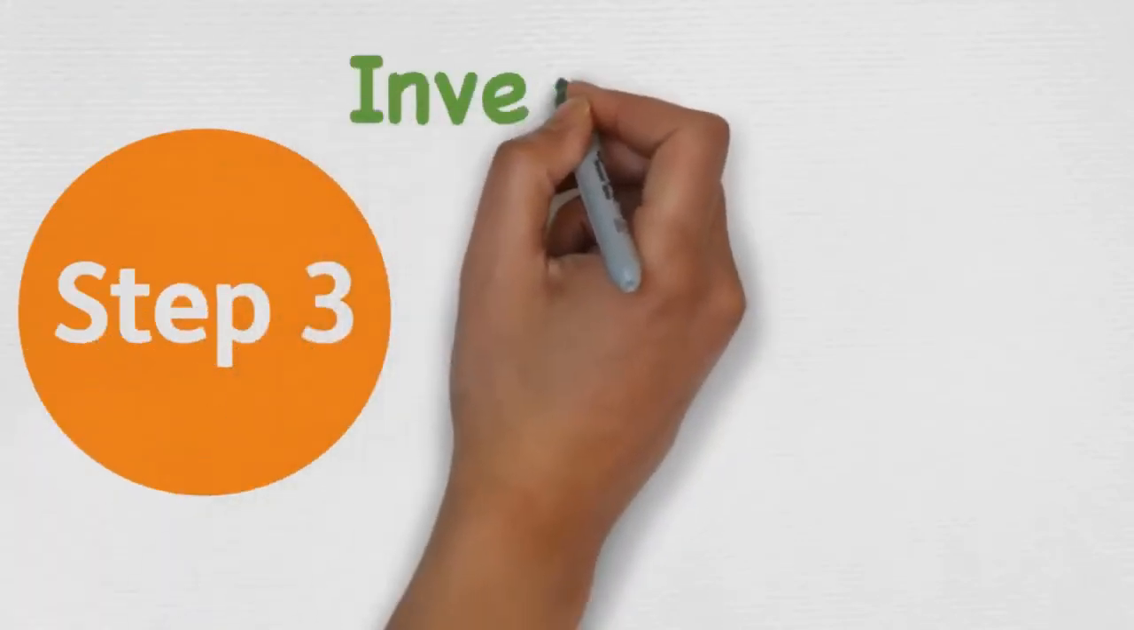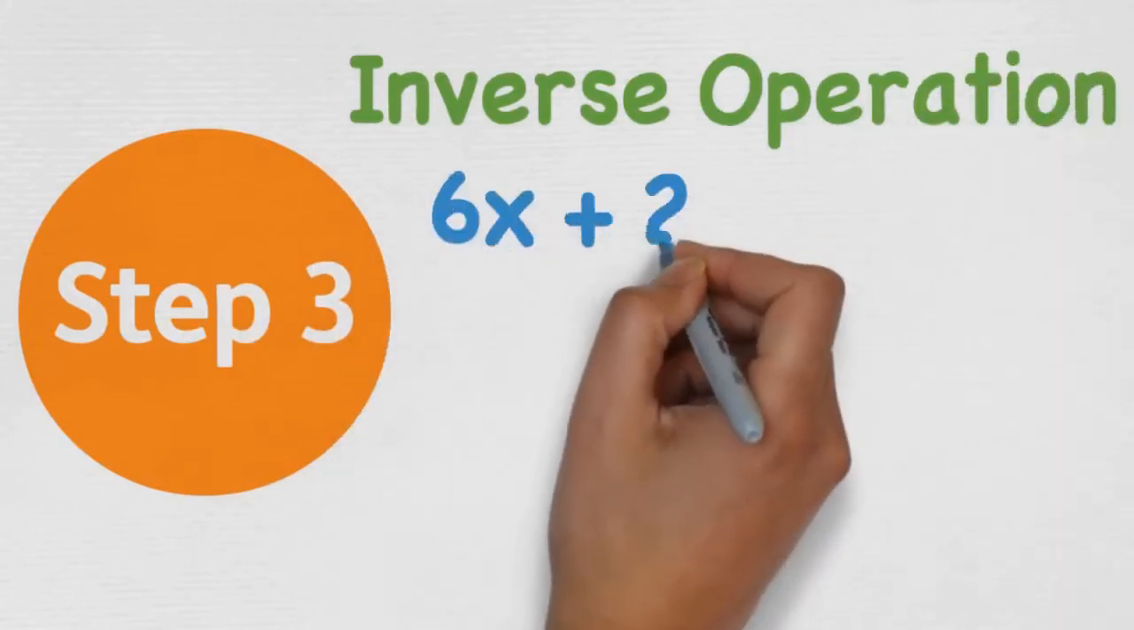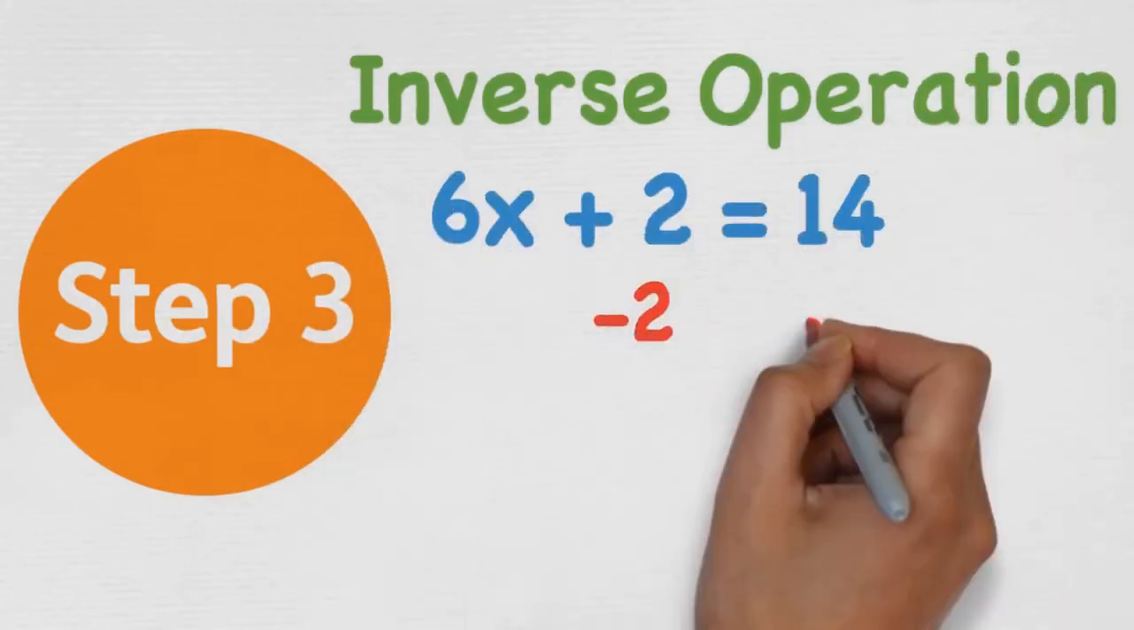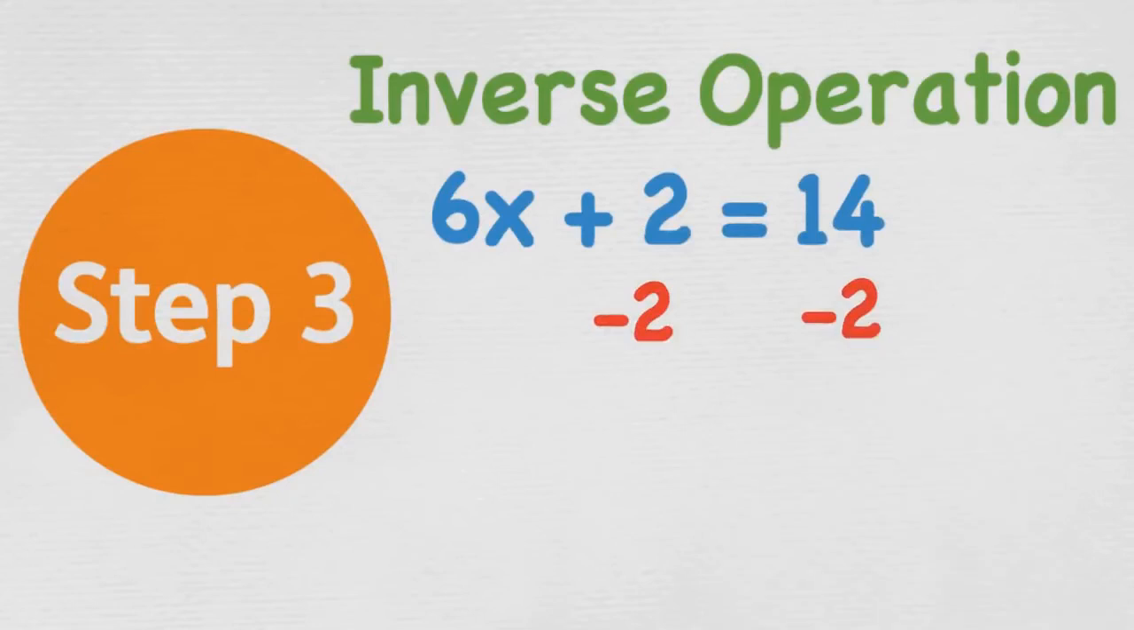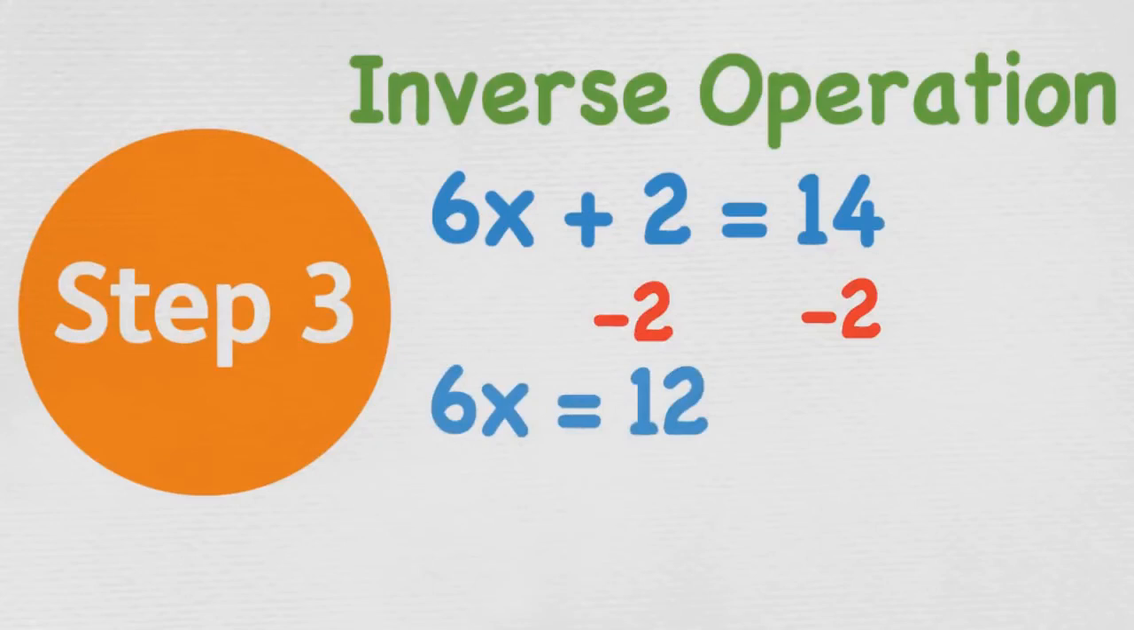So step 3 is inverse operations, or opposite operations. As you can see, we have minus 2 from the left side of the equation. This is because the inverse operation of positive 2, or plus 2, is take 2. And whatever happens to the left side, you must, I repeat, must do to the right side. So this leaves you with 6x = 12.